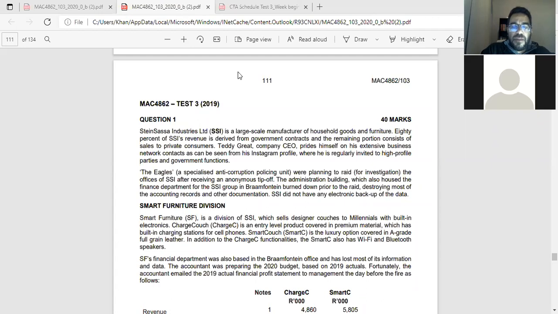So SSI is a large-scale manufacturer of household goods and furniture. 80% of SSI's revenue is derived from government contracts, and the remaining portion consists of sales to private consumers. So now you can see, if I must give you a strategy question, 80% is from government contracts, 20% is from private consumers, whoever that is. So just be aware of that. If you want to link this to auditing, 80% from one entity is quite high. So that is a high risk from an auditing perspective.